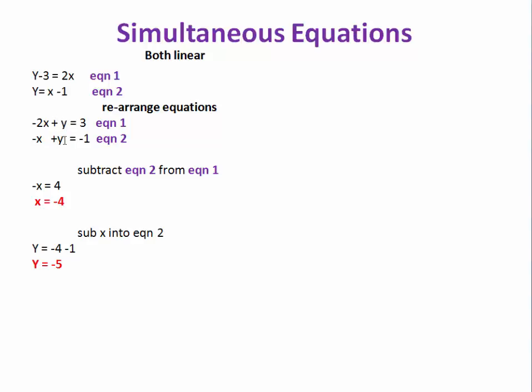So y minus y gets rid of that. Minus 2x minus x is minus x. 3 minus minus 1 is 4. X equals minus 4. Sub our minus 4 into equation 2, and we get y equals minus 4 minus 1. Y equals minus 5.